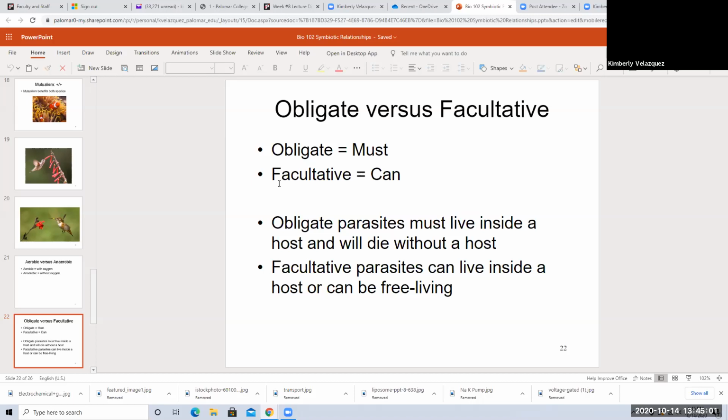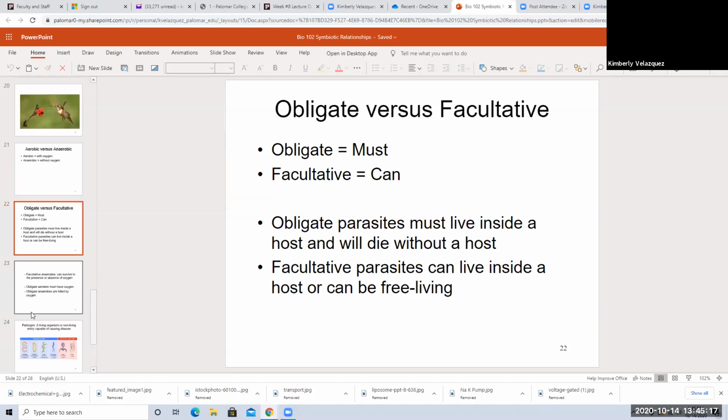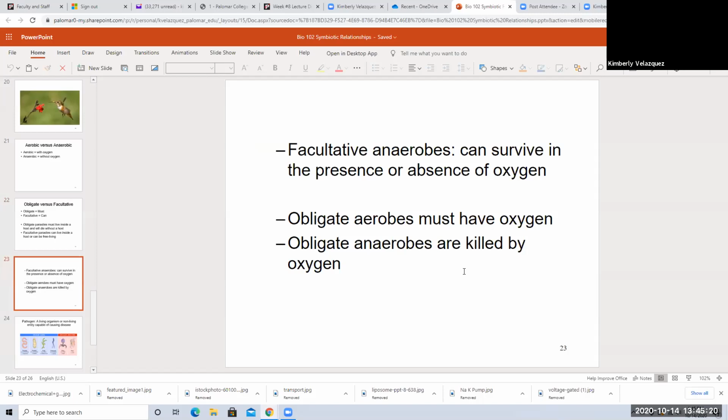Okay, so for example, obligate parasites are obligated to that lifestyle. They must live inside a host or they will die. Versus facultative parasites can live inside a host or they can be free living. It also can relate back to those terms aerobic and anaerobic. And especially when you're talking about bacteria, there are facultative anaerobes. So remember, facultative means can and obligate means must.